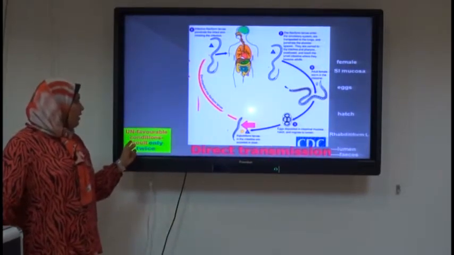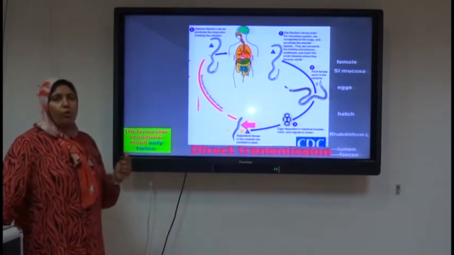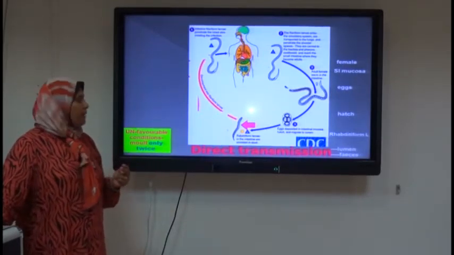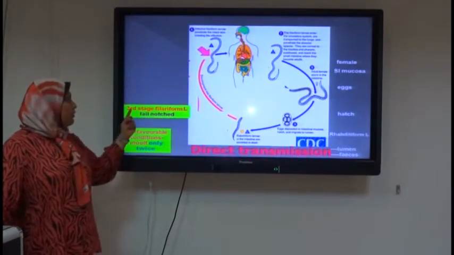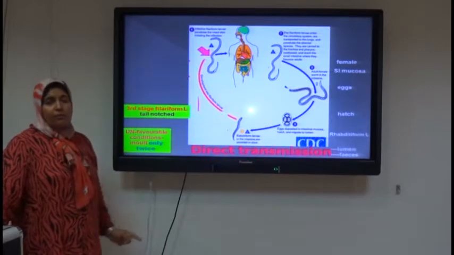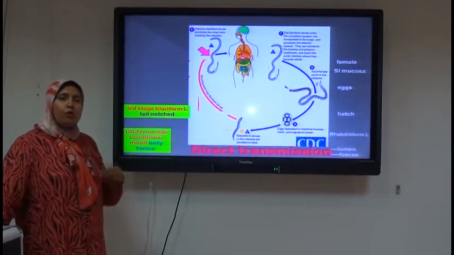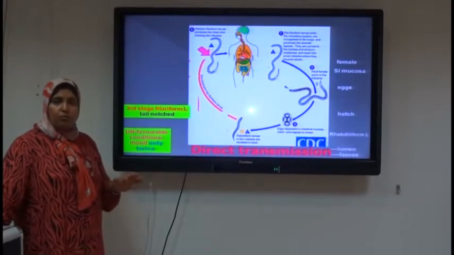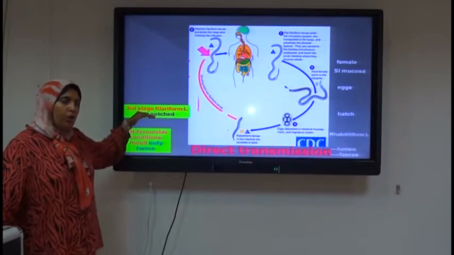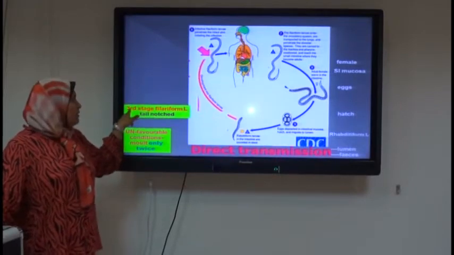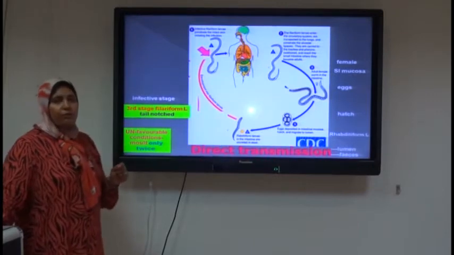Once conditions are unfavorable, as we have said before, it will only divide or molt twice to give us the filariform larvae, the 3rd stage filariform larvae. Conditions are not suitable for it to perform another 2 divisions, and that's why it can't do any further division in the soil beyond this stage. This 3rd stage filariform larvae is the infective stage for man.